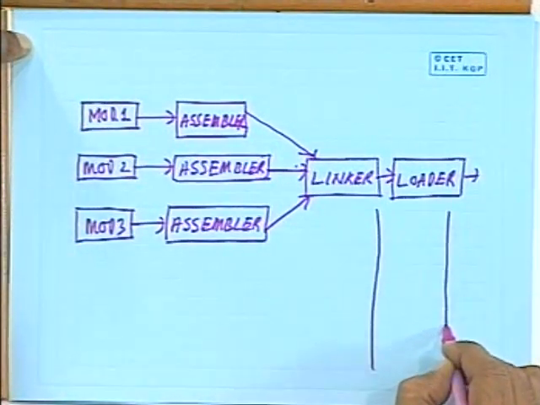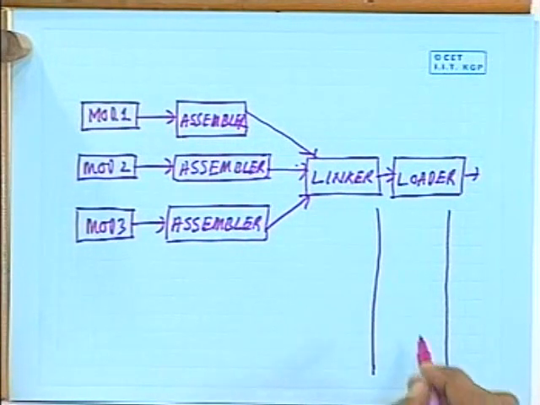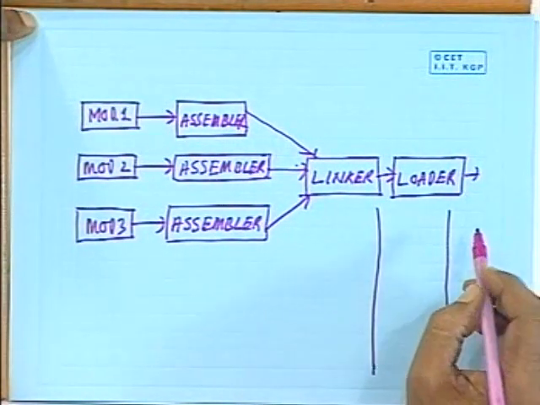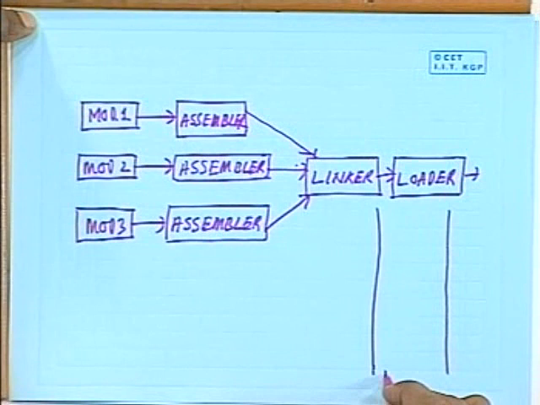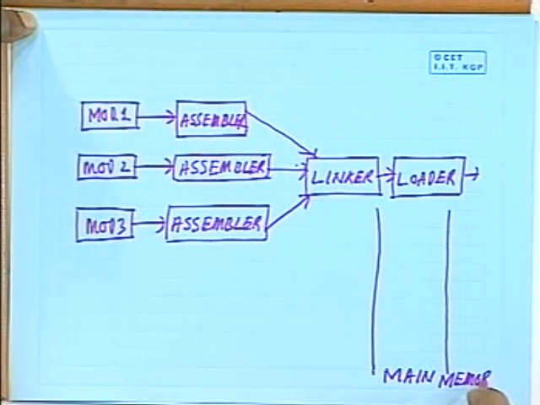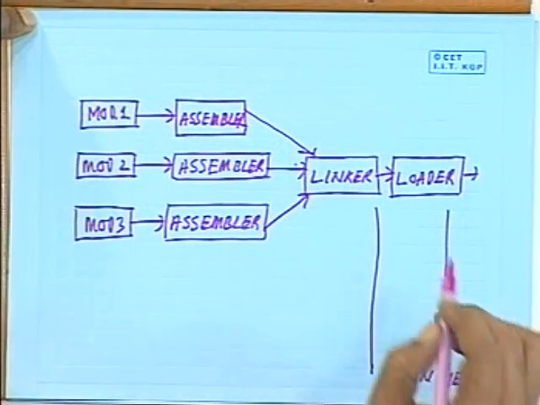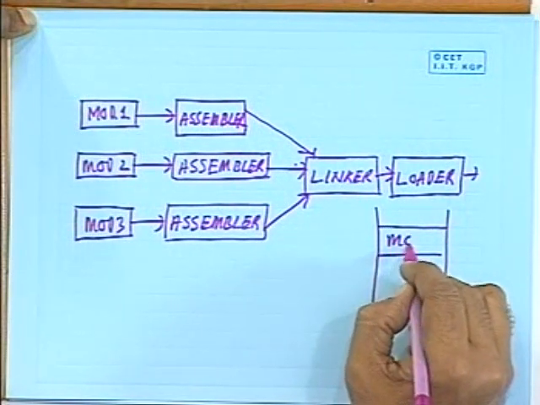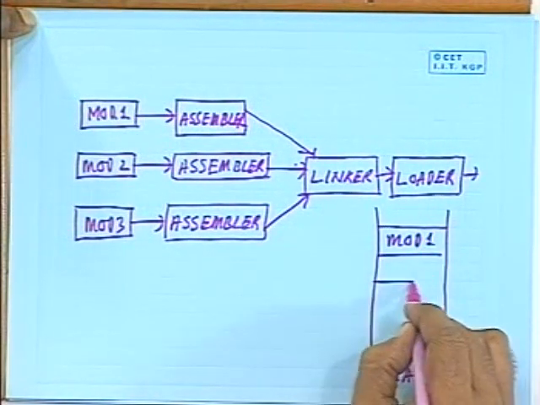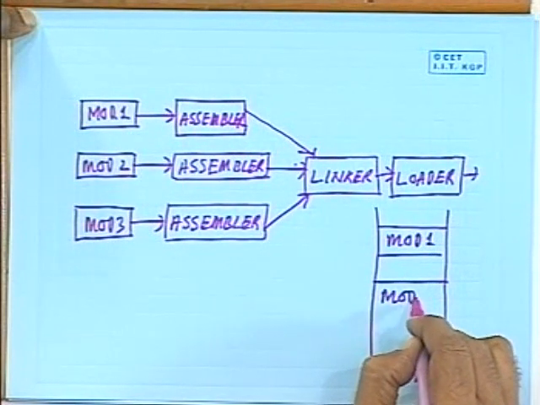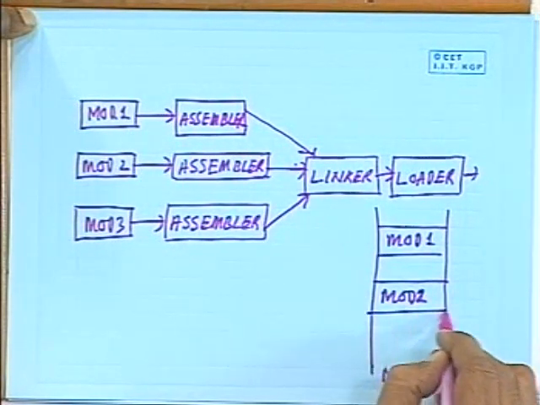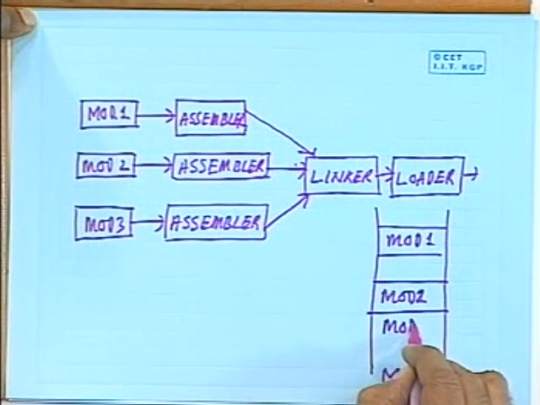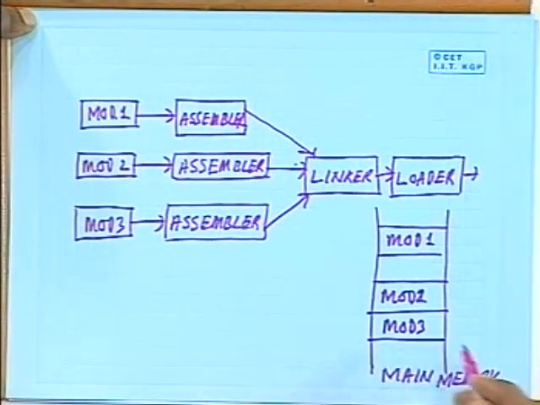As you know, to execute a program, the primary requirement is that the program must be present in the main memory. So your module 1 will be loaded, module 2 will be loaded somewhere in the main memory, and module 3 will be loaded in the main memory.